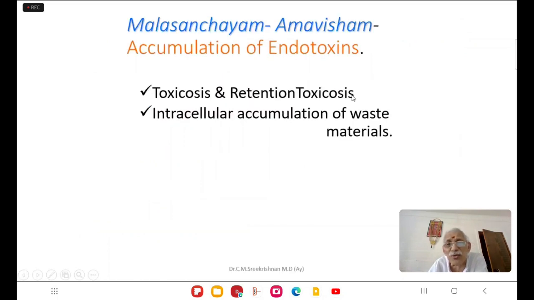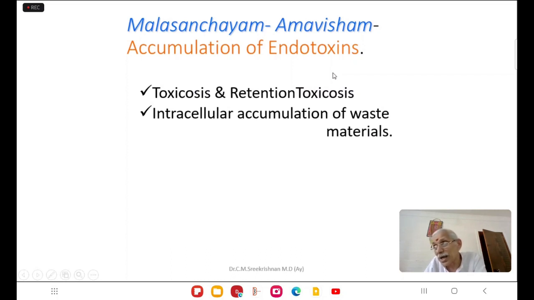So what is here? Malas and Ama, which we can get very clearly from biochemistry. Actually, it is the accumulation of the endotoxin. And there are two conditions called toxicosis and retention toxicosis, or intracellular accumulation of waste material. Normally, the byproduct of the metabolism or toxic materials, maybe uric acid or other material, our body is able to excrete properly. But when we are taking more and more chicken etc., the uric acid production in the body will be more, so it is not able to be eliminated properly or fully.